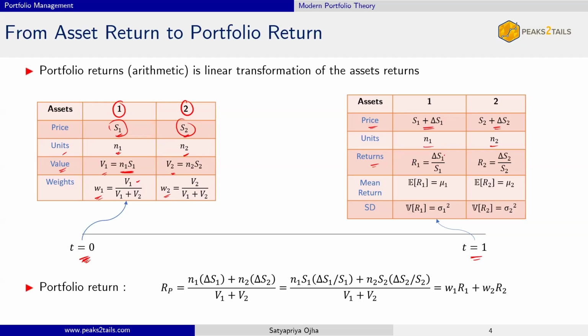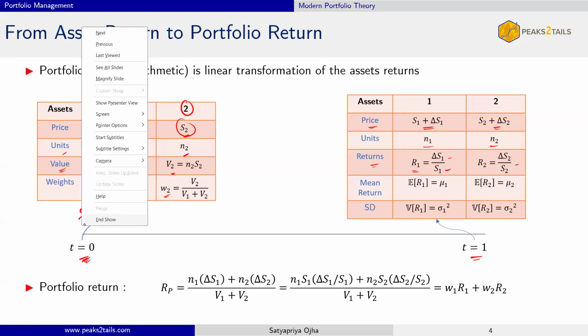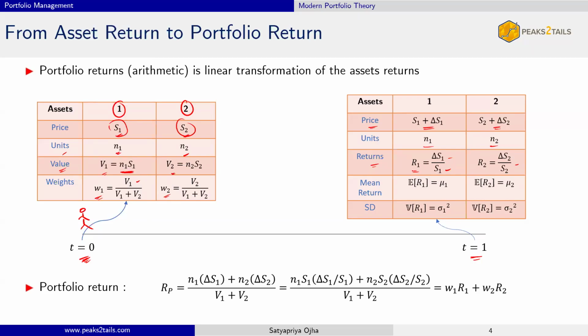So the arithmetic return is simply change in price by the original price, right? The return of the first asset, R1, is delta S1 by S1, and this is delta S2 by S2. Now tell me something: these returns are random. I don't know how much it will be. You don't know what the return would be at the end of the period.